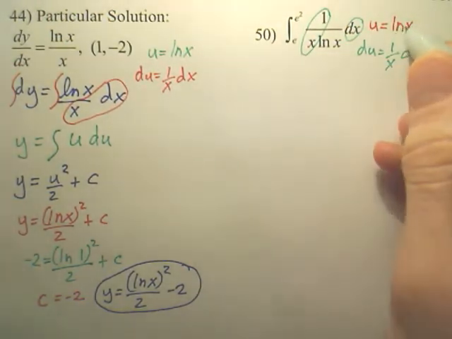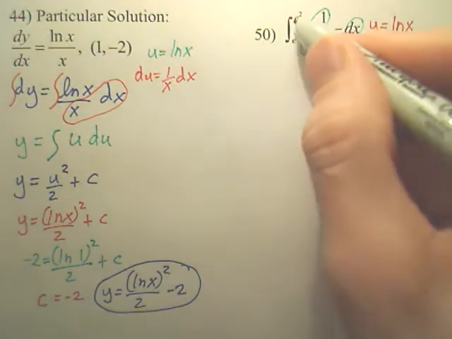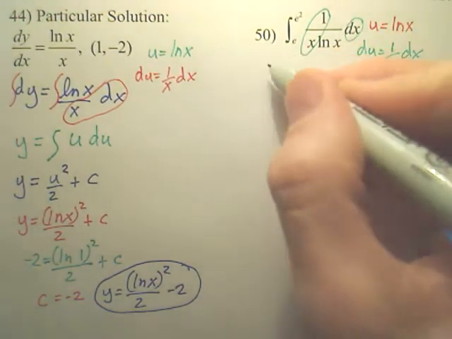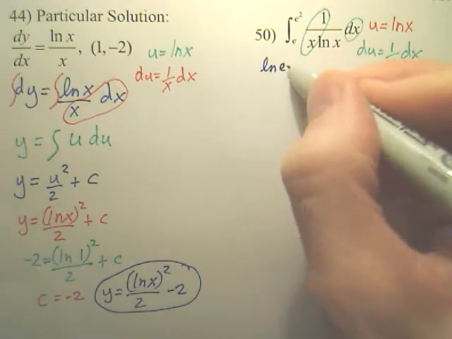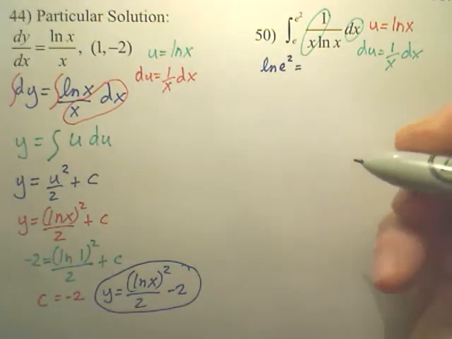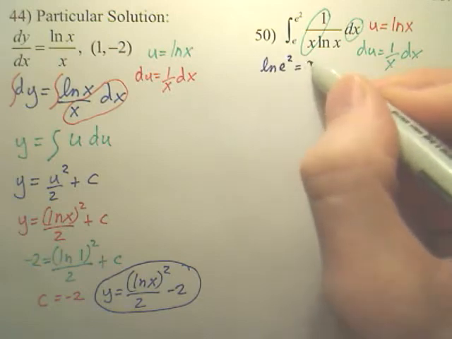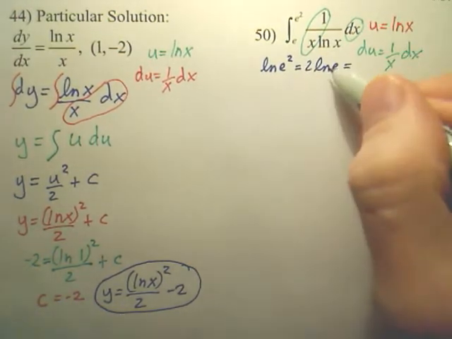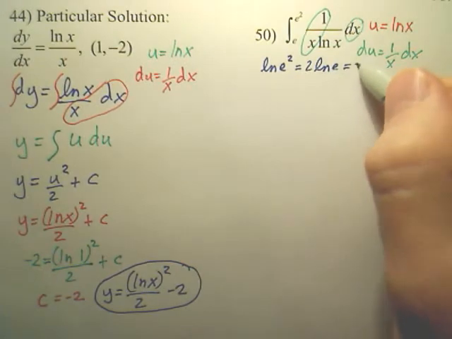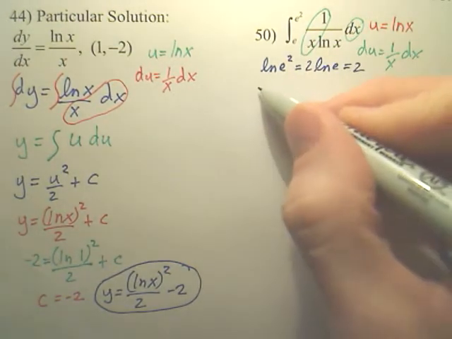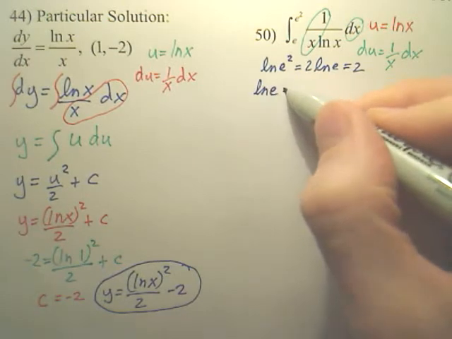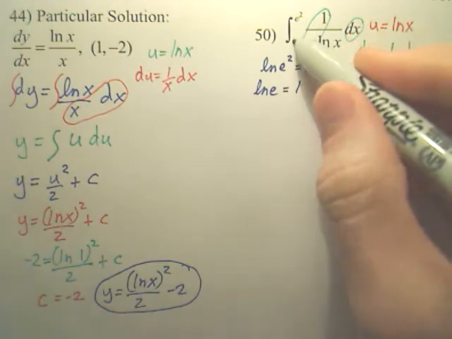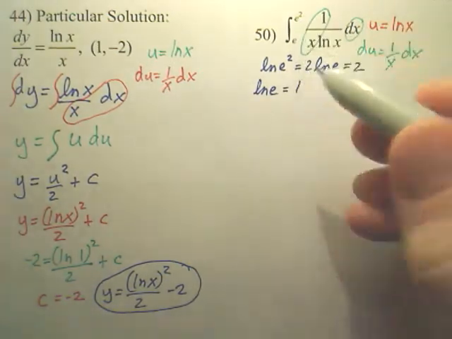So if u is ln x, let's change both intervals. We got to plug in e squared. So ln e squared, doesn't it take the 2 and put it out front? Does it become 2 ln e, which would be what? Well, ln e is 1, so this is just simply 2. And then the other one is ln e, which is 1.